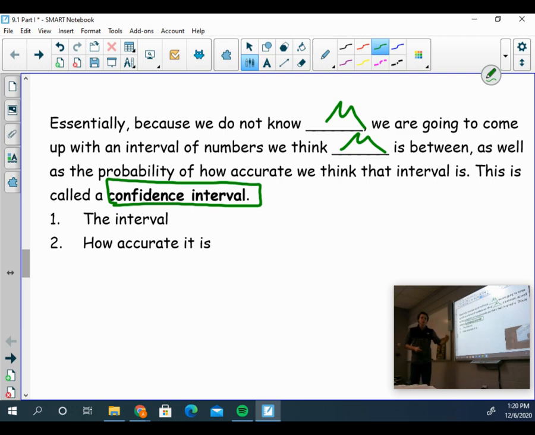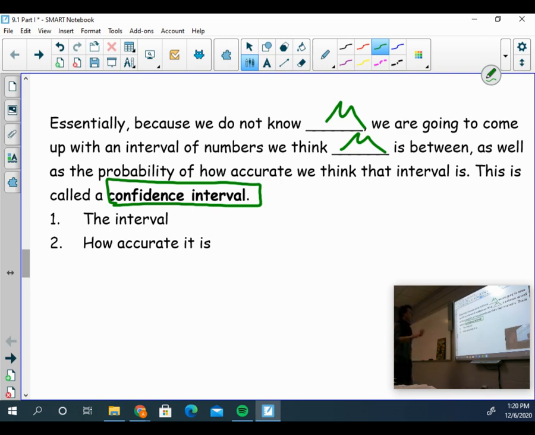I may not be able to tell you what the population mean is for all those trout in the pond, but I at least want to be able to come up with an interval of numbers that I can say with a degree of certainty: hey, I don't know the mean of all the fish in the pond, but I can tell you it's between blank and blank with this amount of confidence. That's the idea that we're going to go after here.